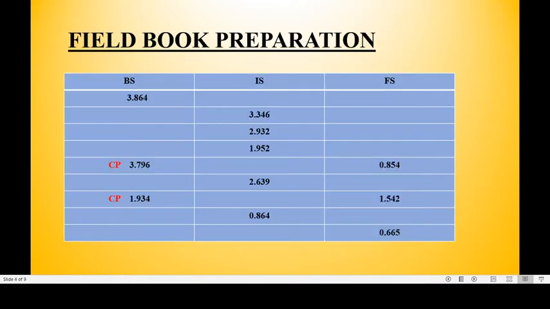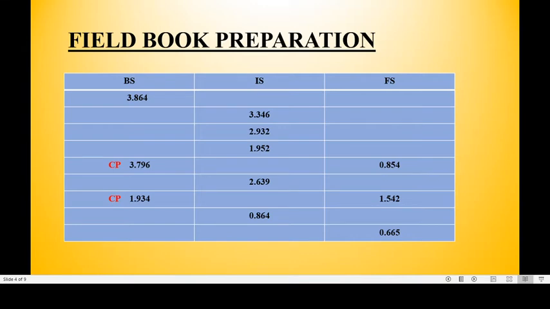So this is basically the field book. So as I have already explained, 3.864 is the first reading obtained from the instrument, which is recorded as BS. Then the three readings, that is second, third and fourth, have been tabulated as IS. The fifth reading, that is 0.854, has been recorded as FS. And after that, the instrument has been shifted, so the reading is 3.796. Again, 2.639 is the first reading after the first change point, so it is recorded as IS.